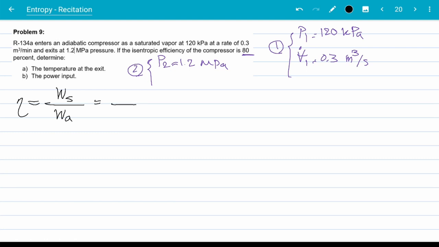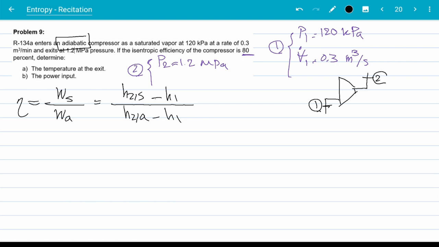Neglecting the change of potential and kinetic energies, and because we are told that we are dealing with an adiabatic compressor, I know that the isentropic efficiency for a compressor is (H2 isentropic minus H1) over (H2 actual minus H1). To get a better understanding, we are talking about a compressor like this. This is the entrance and this is the exit. Now, the entrance, we are okay with that. We know it's 120 kilopascals.